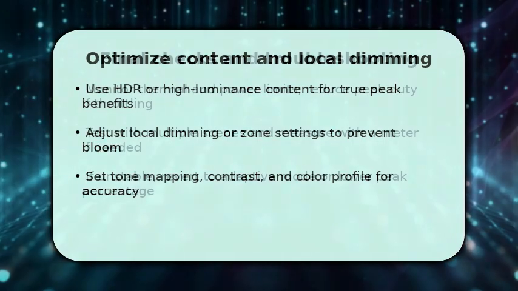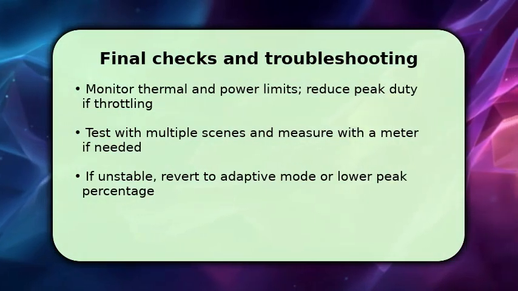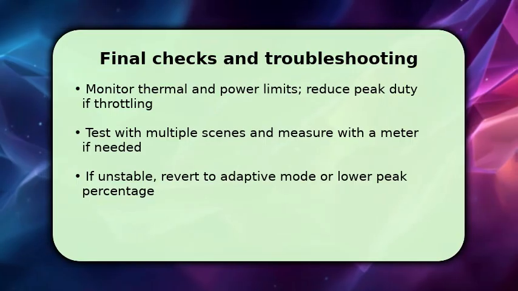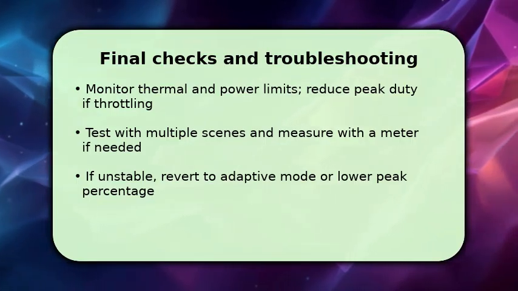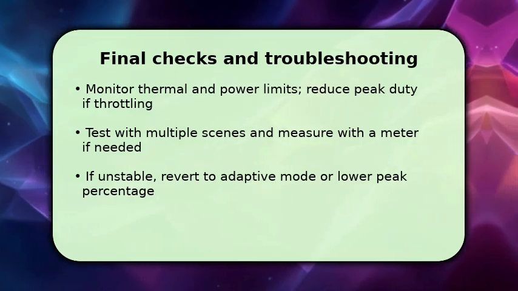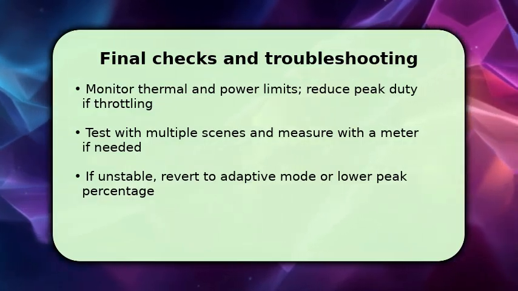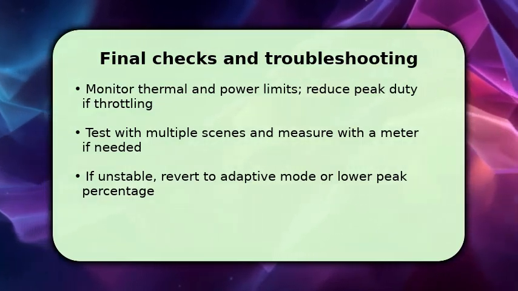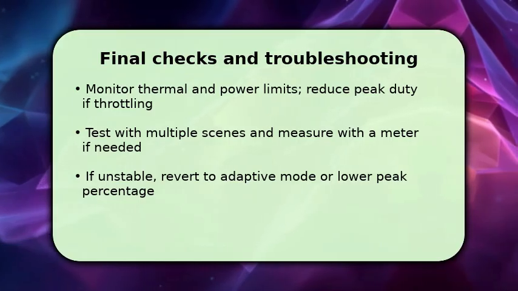Finish by validating performance across different scenes and watching for thermal or power throttling. You want sustained peaks without overheating. If you see dimming or instability, reduce peak duty cycle or percentage in settings. Many systems offer 100% peak only for short bursts.